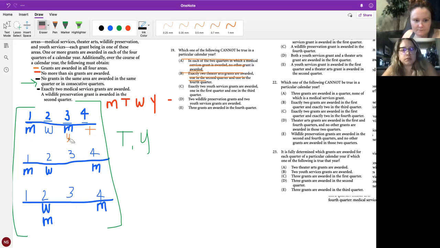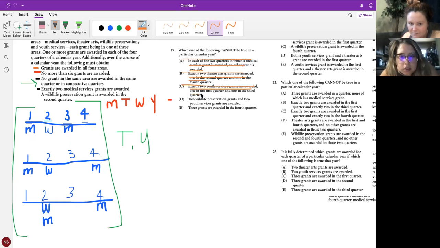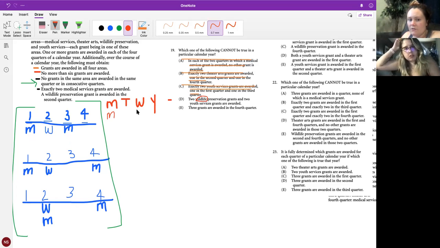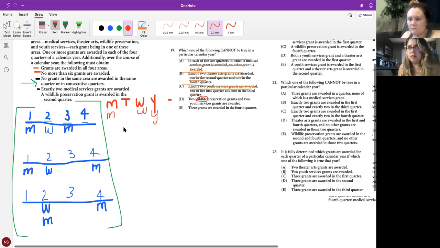Excellent. And then 3 grants are awarded in the fourth quarter. You skipped D. Did I? Yep. Oops. 2 wildlife preservation grants and 2 youth services are awarded. Okay, so you can do W, W. Think about this though. So we have 2 wildlife, so you have it at least in 2, which means then it's in 4. And then we have 2 Y. How many is that total though? That's already 4.